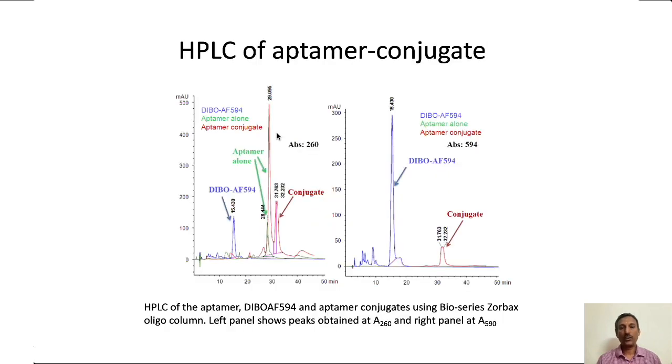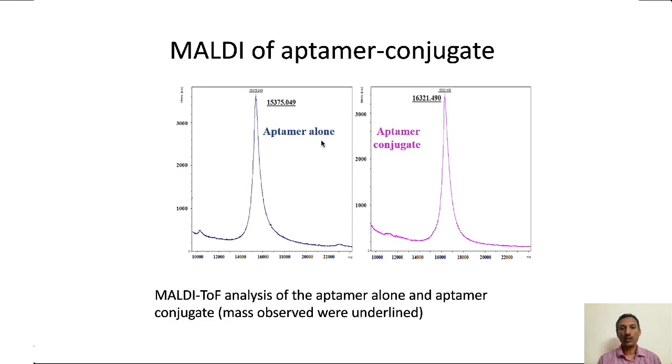So, once the conjugate was formed, we did the HPLC isolation, and the conjugate is shown here as a single product. The purification gave the aptamer alone with a molecular weight as shown here using MALDI TOF, and the aptamer conjugate with the azide alkyne conjugate has a higher molecular weight.